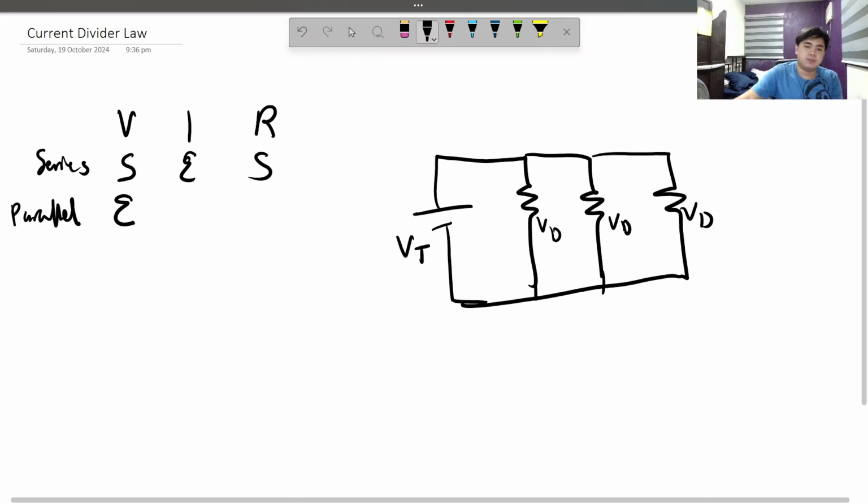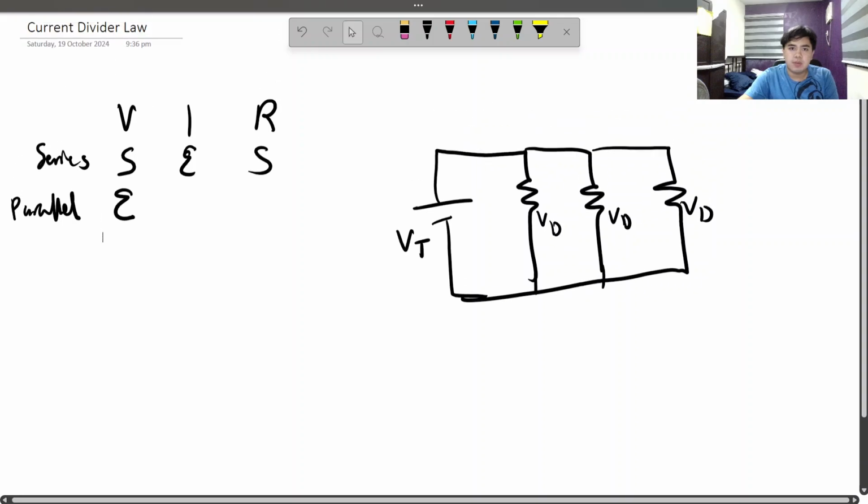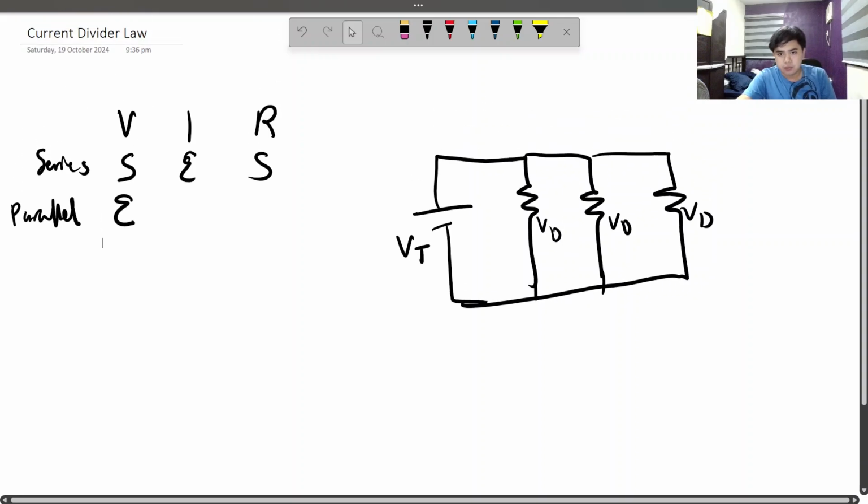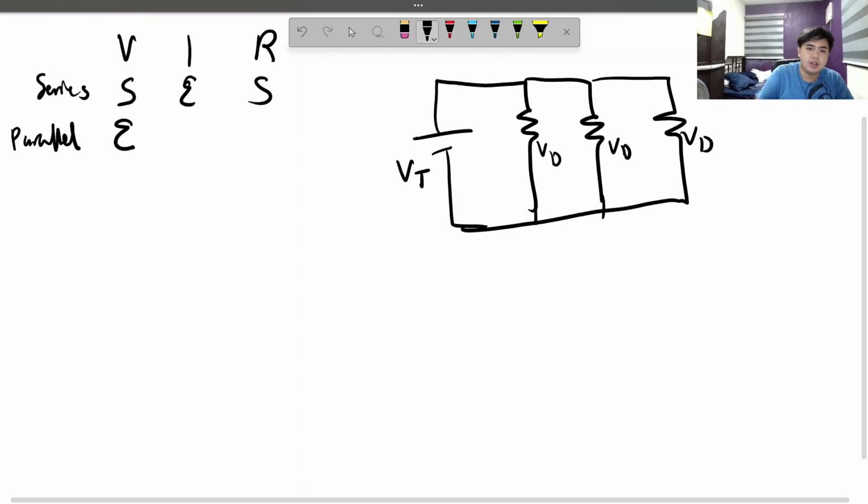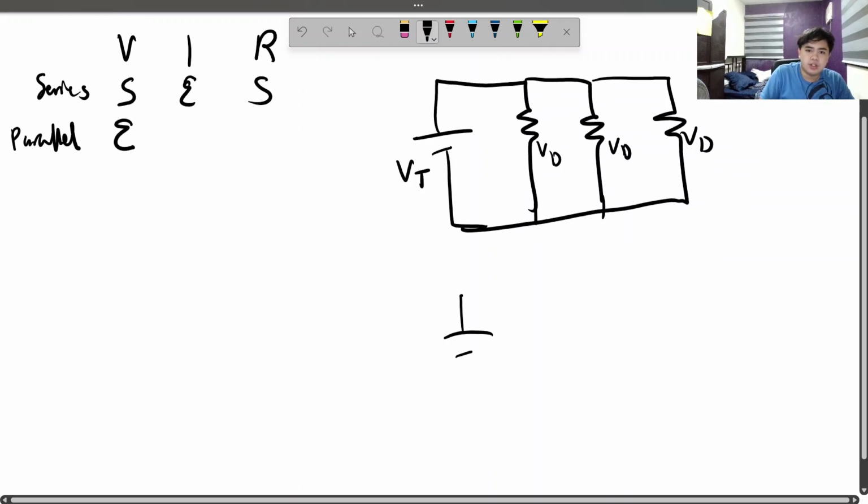What about current? All right. So this may be a little tricky to visualize, but let's redraw it. You could redraw a parallel circuit like this. So like that.